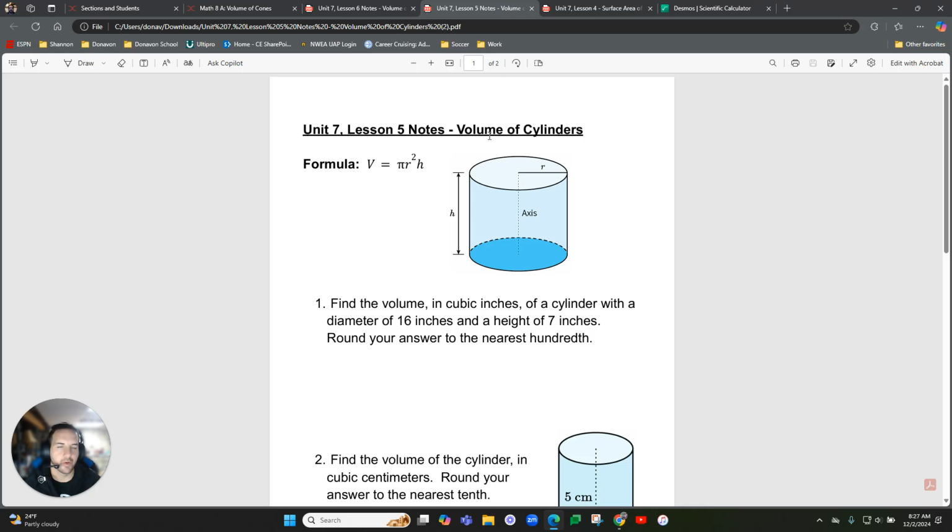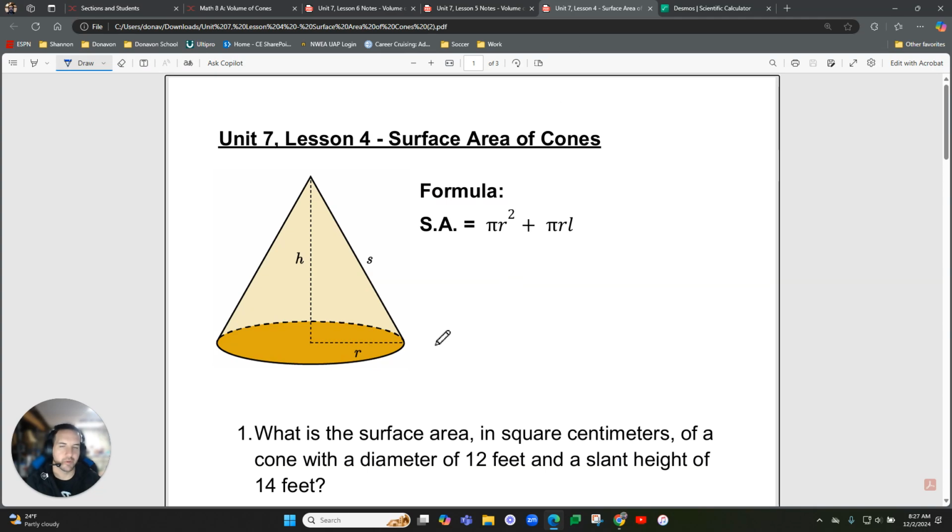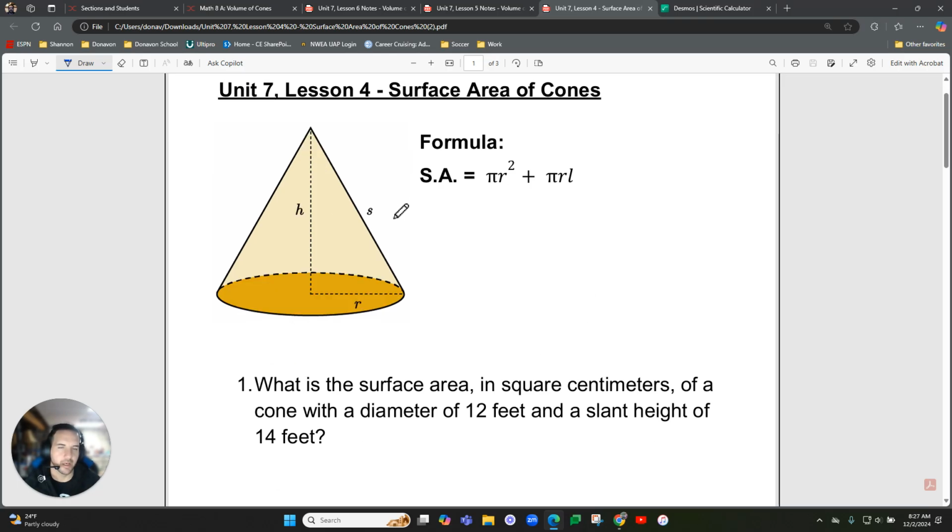In Lesson 5, we're going to go over the volume of cylinders, and then in Lesson 6, the volume of cones. So right now, we're looking at the surface area, which means if you were to unfold a cone, how much area does it cover? That's what we're looking at here.